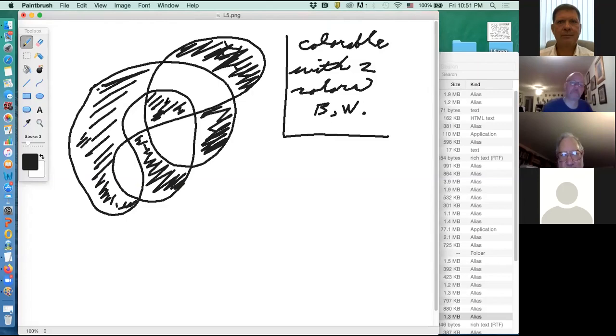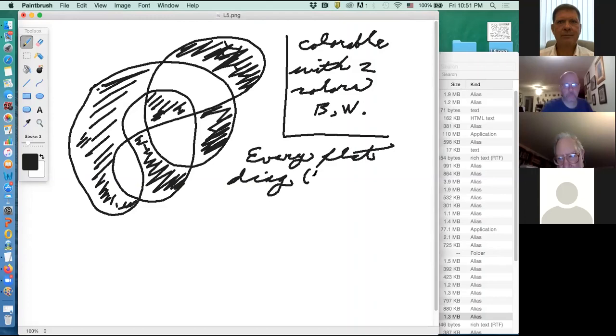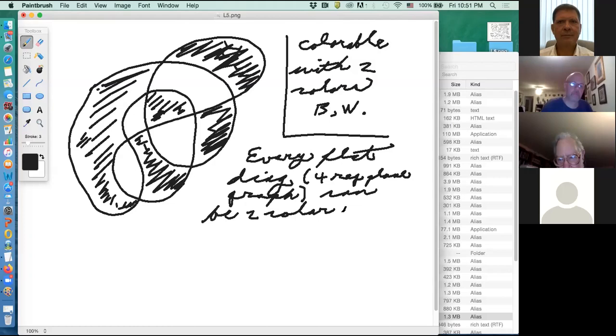So, every flat diagram, which is a four regular plane graph, if you like to use graph theory terminology, every four regular plane graph can be two colored. Now, I leave that as an exercise for you.